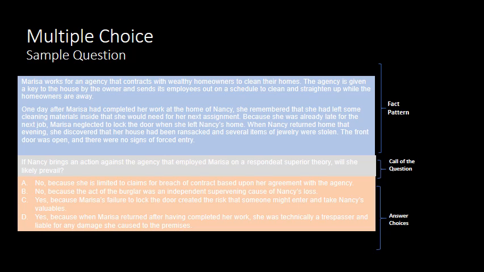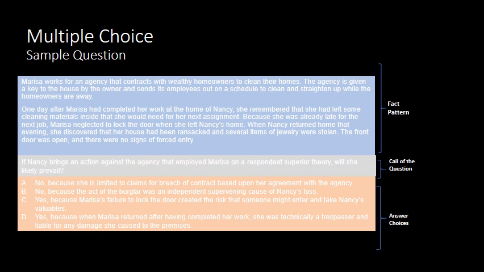Here it is, if Nancy brings an action against the agency that employed Marissa on a respondeat superior theory, will she likely prevail? So the call of the question, of course, is important. That is how you know what you have to answer. The answer choices are just that. What are your options? What are your options for answering this question?